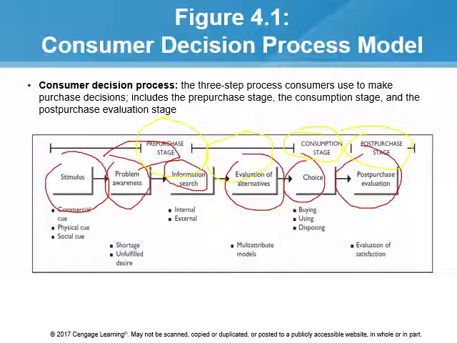Every consumer has 3 types of behavior. They have a pre-purchase behavior when they look for different kinds of products, they look for different kinds of services, they try to understand and evaluate the different options they have, and then they go to the market or online to buy something.